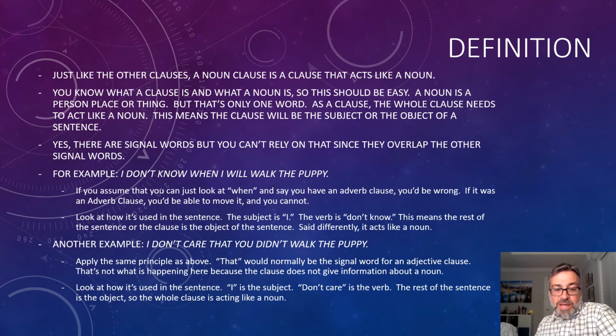Here's another example. I don't care that you didn't walk the puppy. Well, you know that is a signal word for an adjective clause. But here, again, I use the same type of sentence so you would see. I is the subject, don't care is the verb, and that you didn't walk the puppy is the rest of the sentence. So that's the object of the sentence. And that's what a noun clause is.